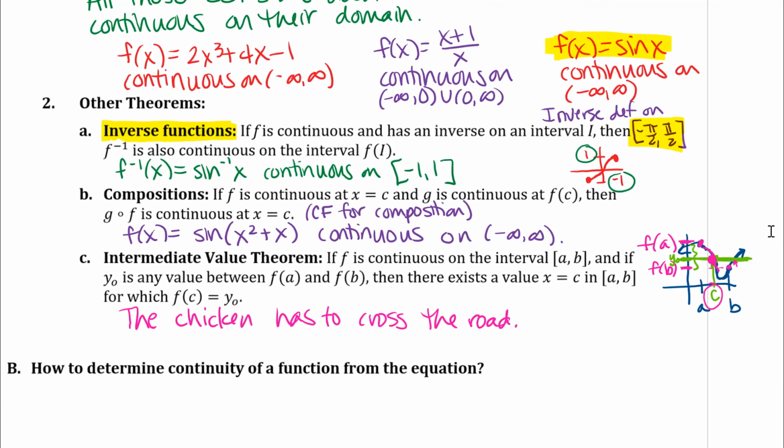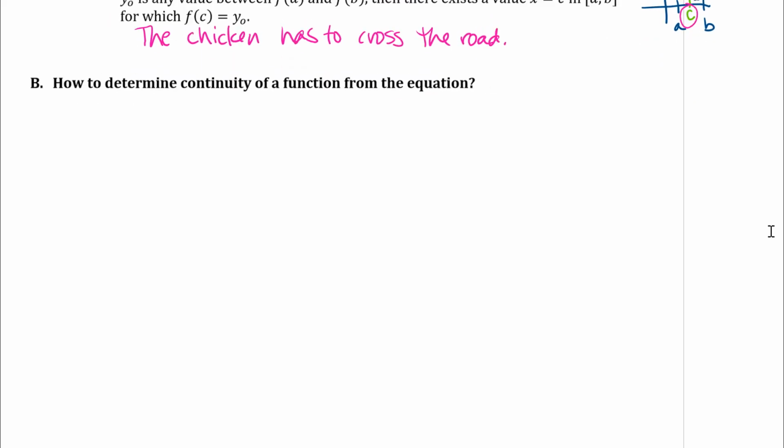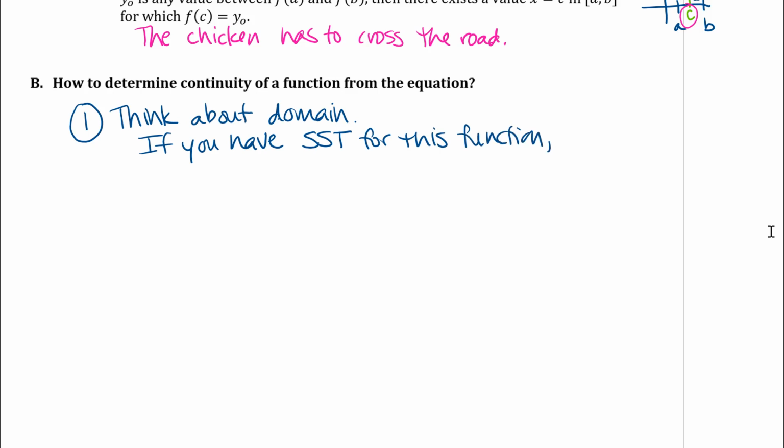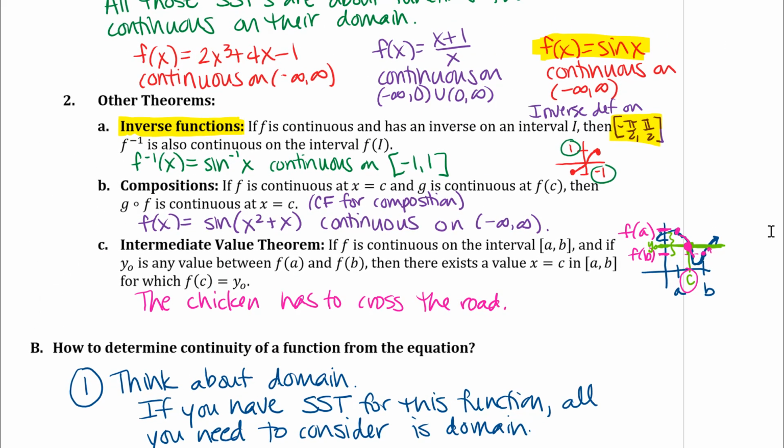All right, last big thing, there's quite a few questions in your homework related to this about determining continuity of a function from the equation. So generally I start thinking about if this is the kind of function that I have substitution shortcut theorems for, and then I go back to think about those. And so often that's really about thinking about the domain. All right, so if you have substitution shortcut theorems for the function that you're working with, really all you need to consider is domain. And so I have several examples written here on this screen, and then we'll look at some more examples in the next video.